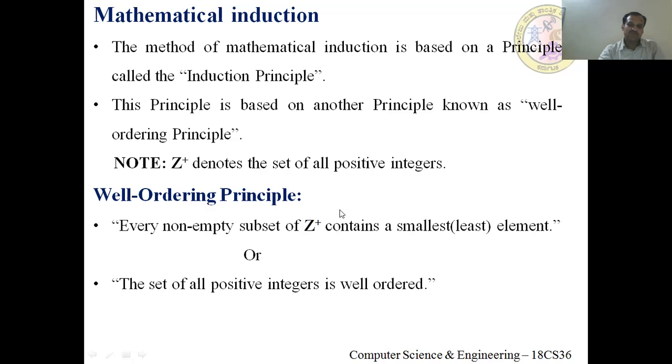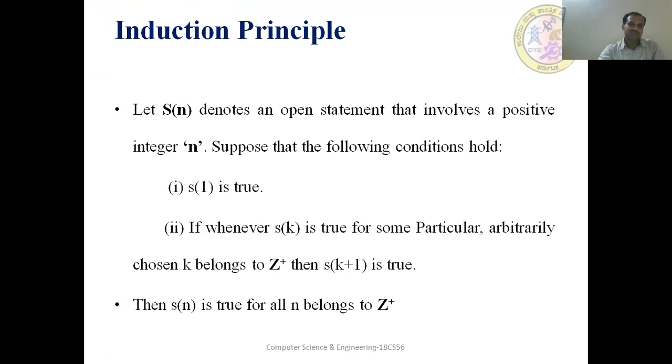You take the set of all positive integers, and you take any subset of it. Always it contains the least element. In other words, every subset of Z plus is well ordered. It means 1, 2, 3 are in some sequential order. Once we understand the definition of the well-ordering principle, next we move on to the induction principle. In this session, we are going to solve various problems based on mathematical induction.